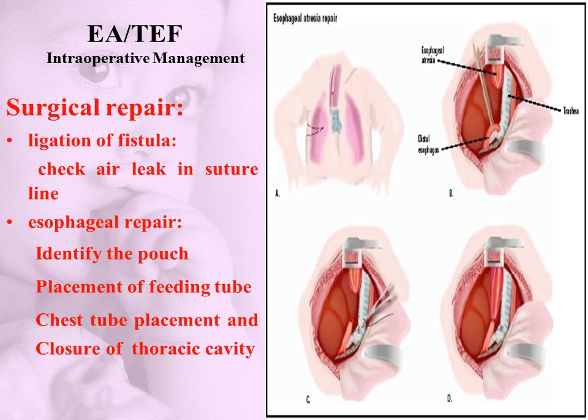and divide this fistula and check if there is an air leak after suturing it, and then we start to mobilize the upper and the lower pouch to do the anastomosis between the upper and the lower pouch after passing the tube from the mouth or the nose of the baby till reaching the stomach.